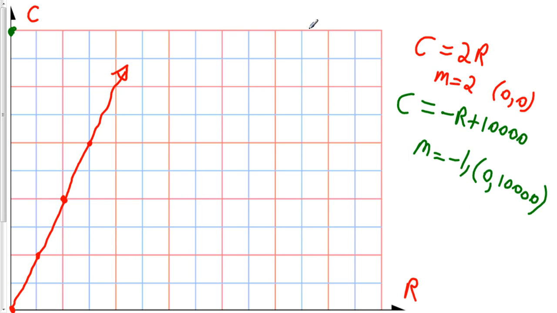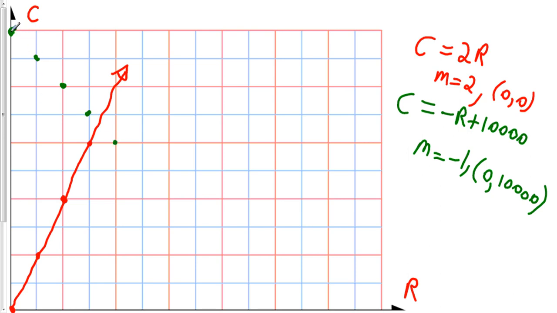And the slope is -1. So I'm going to go down one and to the right one each time. From that y-intercept up here, I go down one and to the right one each time.